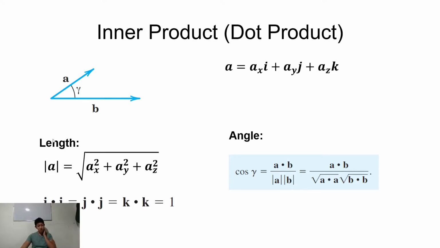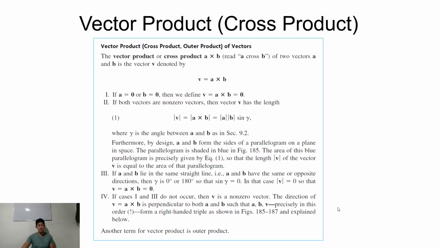So for the inner product, i dot i is equal to 1, because cosine 0 is 1. And if they are perpendicular, it is 0. Okay, cross product.